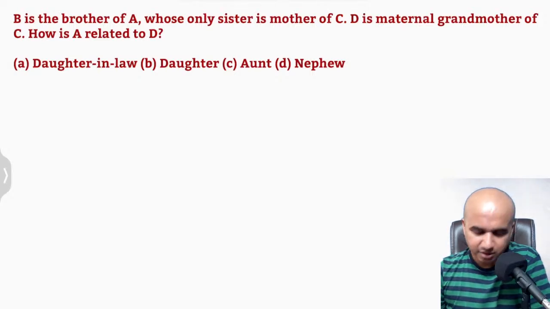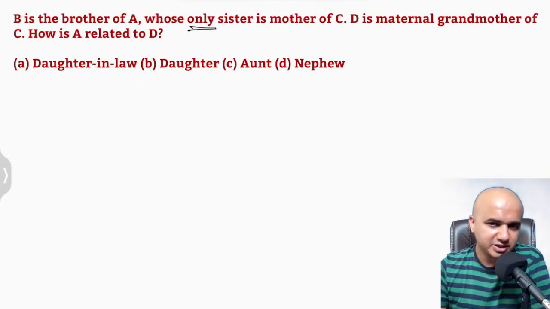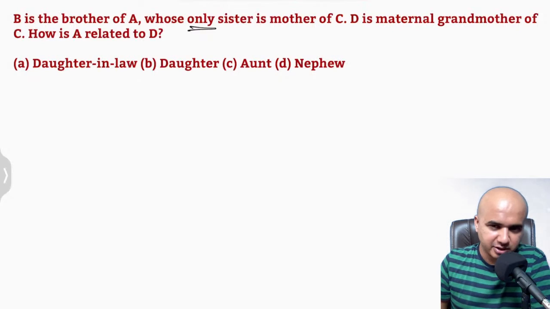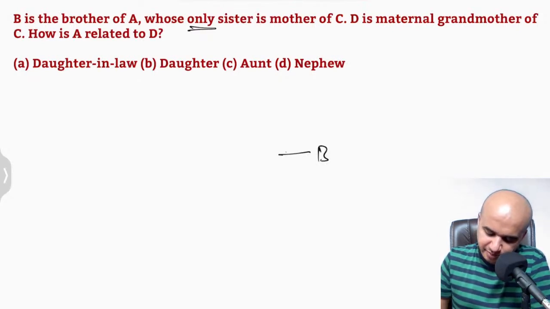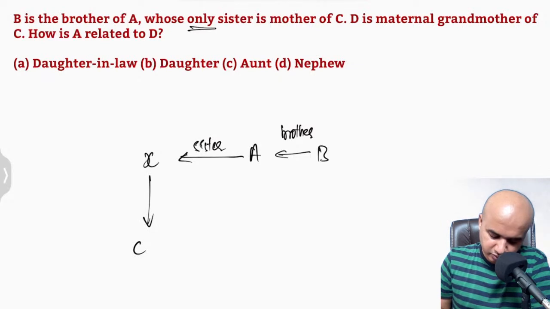Okay, let's move on. B is the brother of A, whose only sister is the mother of C. Whenever there is only, it's actually easy for us. B is the brother of A. Okay, let me write that down. B is there. There is his brother A, whose only sister, there is sister of A. If someone is sister of A, that person is also sister of B. Is X. We do not know the name of this person, so I am just naming X. Is the mother of C. So mother, this is daughter.